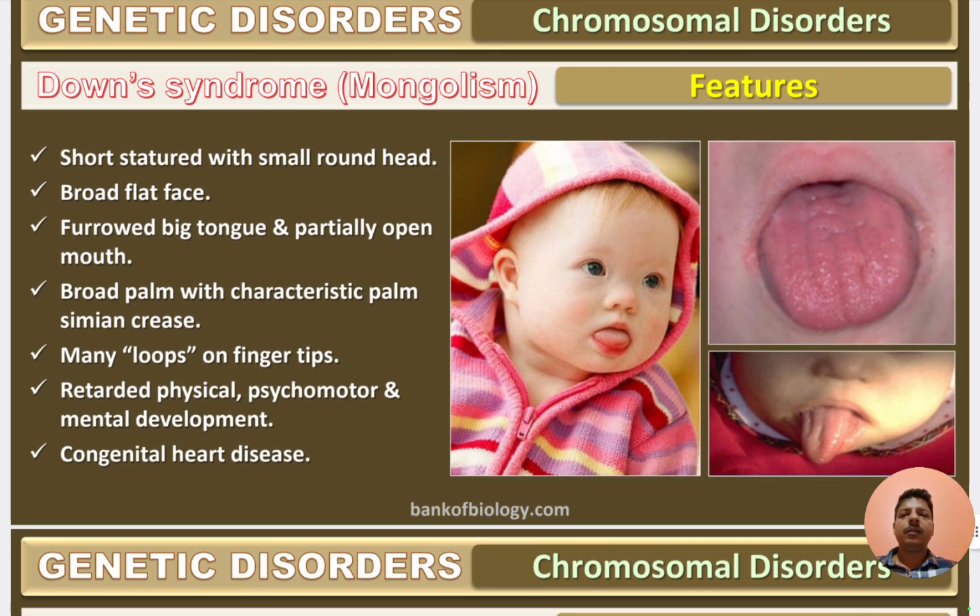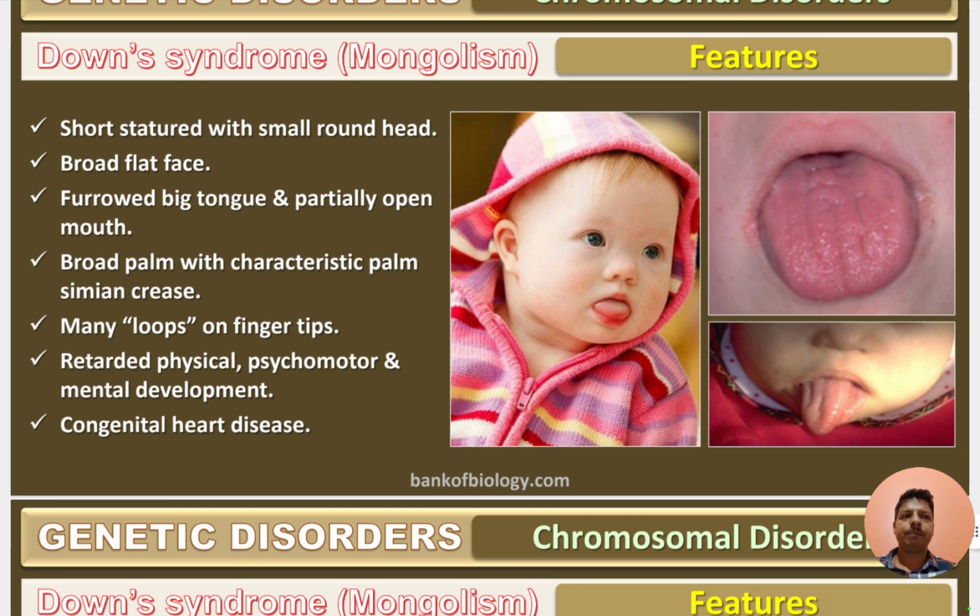Features are short stature, small round head, broad flat face, furrowed big tongue and partially open mouth, like this. Broad palm with characteristic palm simian crease, many loops on fingertips, retarded physical, psychomotor and mental development, and congenital heart disease. These are the features.